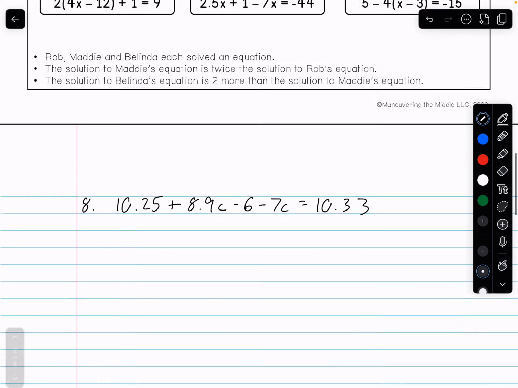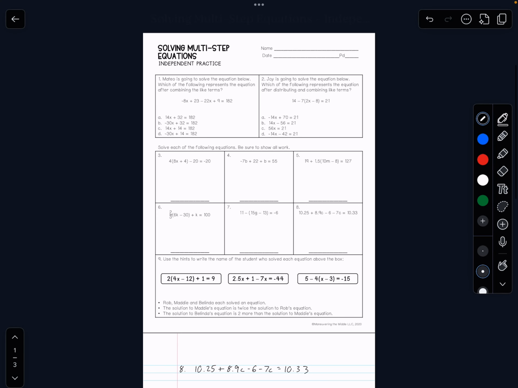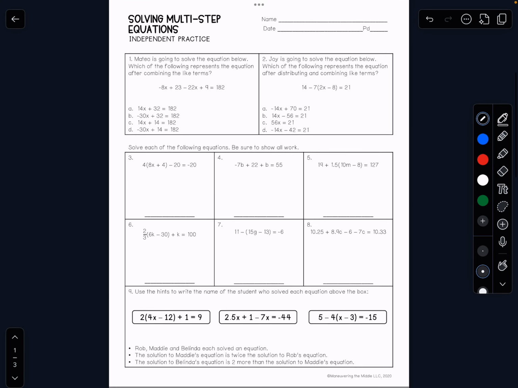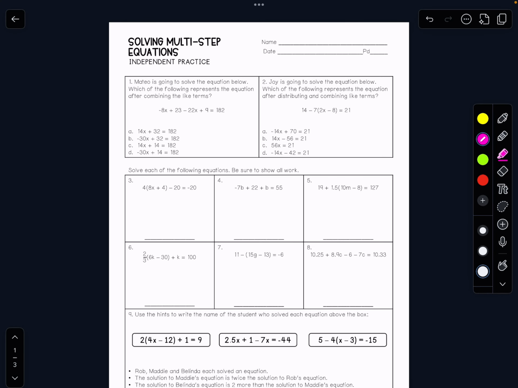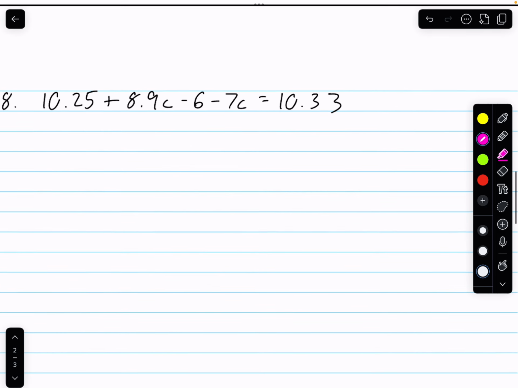Okay. So these are from the practice that you are doing today. This independent practice. I asked you yesterday to finish four of these. I'm going to help you through two of them. I'm going to work through number 8 and number 6. So let's start with number 8.